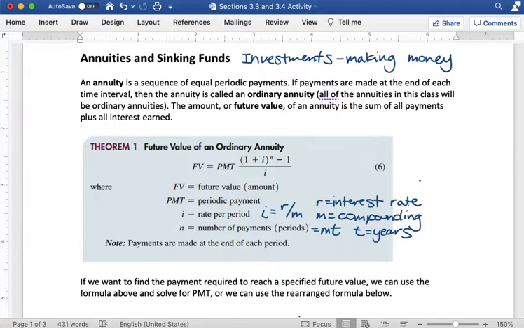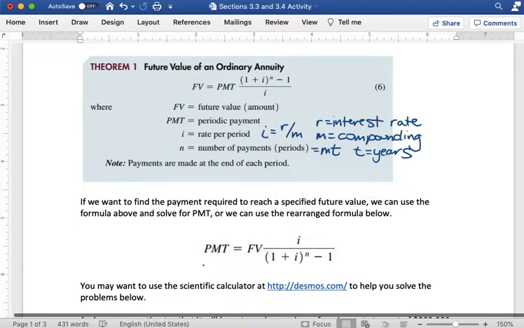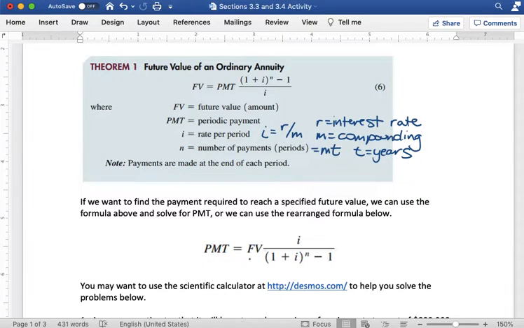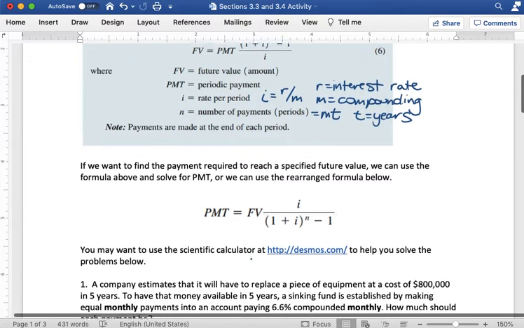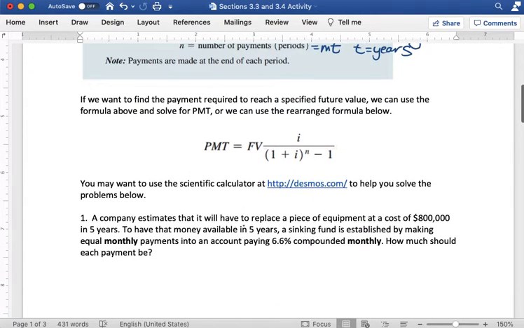So we have this formula that gives the total value in the annuity. We also have a rearranged version that we can use to calculate the payments needed to reach a specified future value. So if we know the amount that we want to save up to, we can figure out how much we need to put away each month or each year in order to reach that amount eventually.